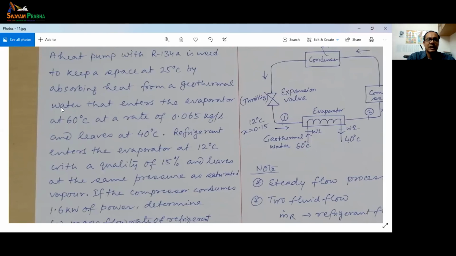Okay, so you can see if you take the water from the lower part of the ground, then you will get it at a higher temperature, that's 60 degrees centigrade here, and the rate is 0.065 kg per second. Okay, and it leaves at 40 degrees centigrade. Okay, so you can see that heat is getting rejected to the evaporator because the water temperature is going from 60 degrees to 40 degrees.